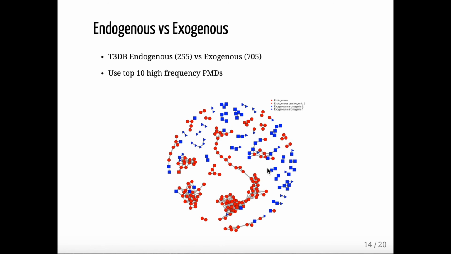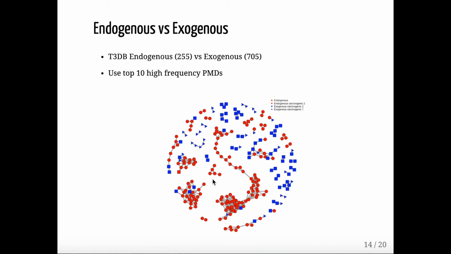So the first thing I did was also data mining. I found T3DB. This database has annotation of whether a compound is endogenous or exogenous. I collected all these endogenous and exogenous compounds and pooled them together. To simulate real samples, we just used the top 10 high-frequency PMDs. We didn't use a predefined PMD set. And then we built a network, as we can show here.